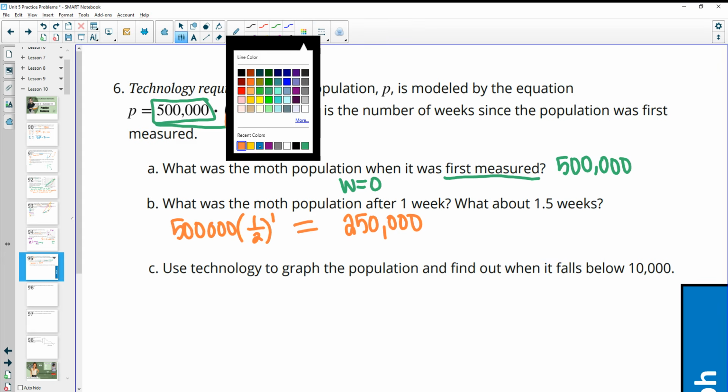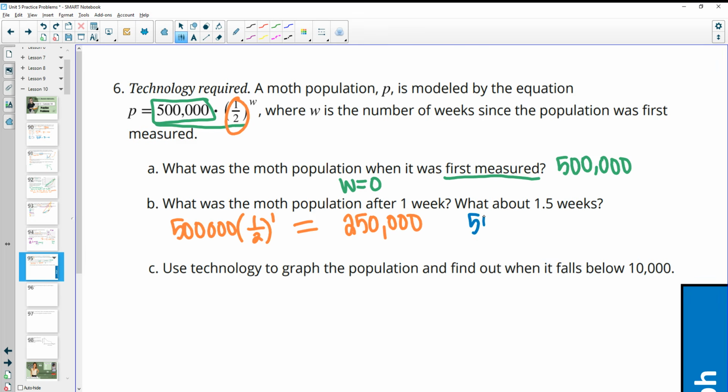So then after a week and a half, so this one you'll likely need your calculator for, type in 500,000 times 1/2 to the 1.5. So put that in as an exponent there, and then have your calculator calculate it for you. And it's like 176,776 point something. So around 176,777, or maybe you even want to round it to just say 177,000.